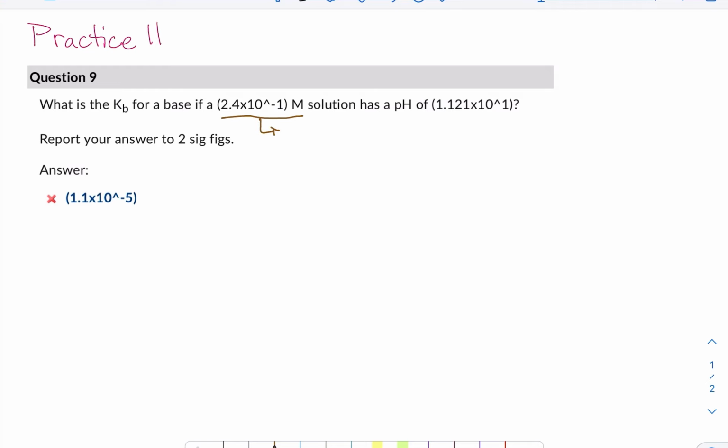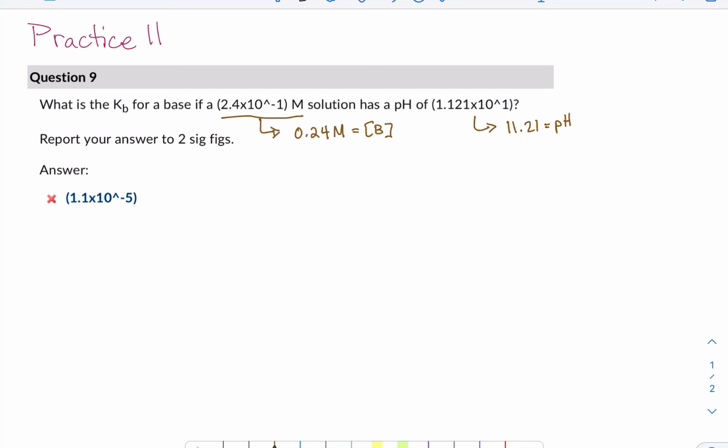But the way my brain works, the first thing I'm going to do is go ahead and take them out of scientific notation since they're not that big or that small. 2.4 times 10 to the minus 1 is 0.24 molarity, and 1.121 times 10 to the first is 11.21. So the pH is 11.21. It is a basic solution, and the concentration of the base is 0.24 molarity. And we're looking for the equilibrium constant.